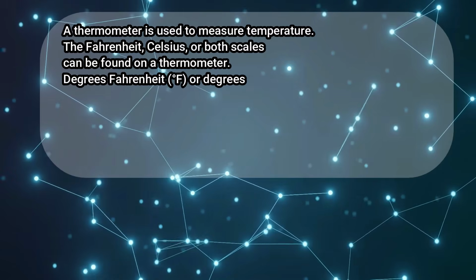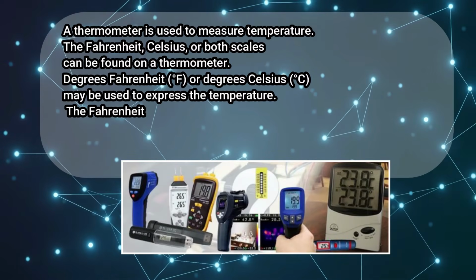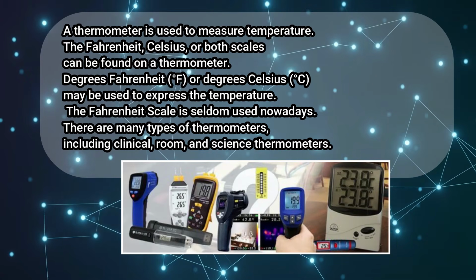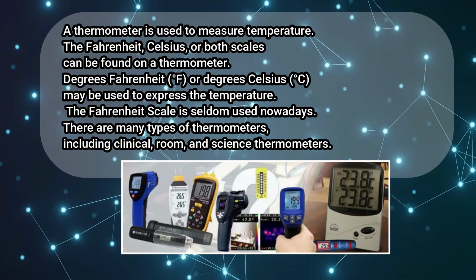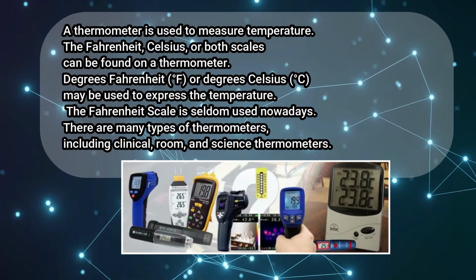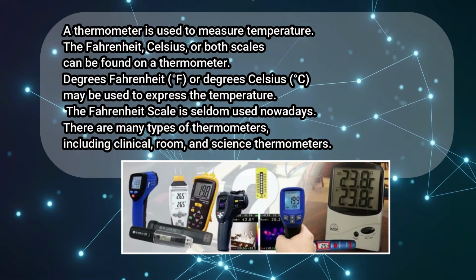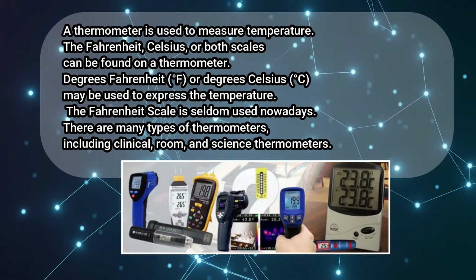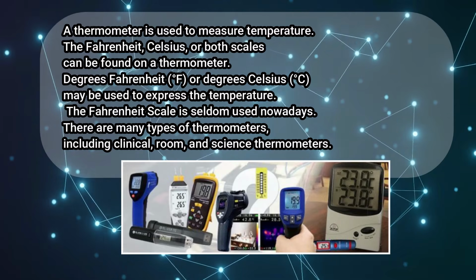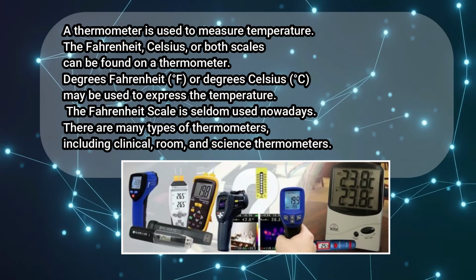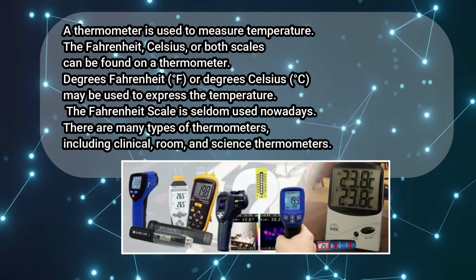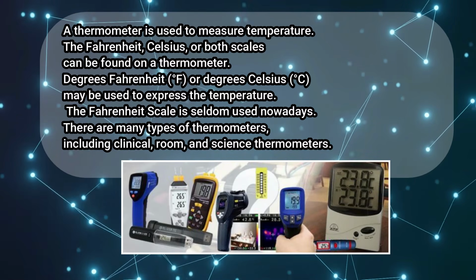A thermometer is used to measure temperature. The Fahrenheit, Celsius, or both scales can be found on a thermometer. Degrees Fahrenheit or degrees Celsius may be used to express the temperature. The Fahrenheit scale is seldom used nowadays. There are many types of thermometers, including clinical, room, and science thermometers.